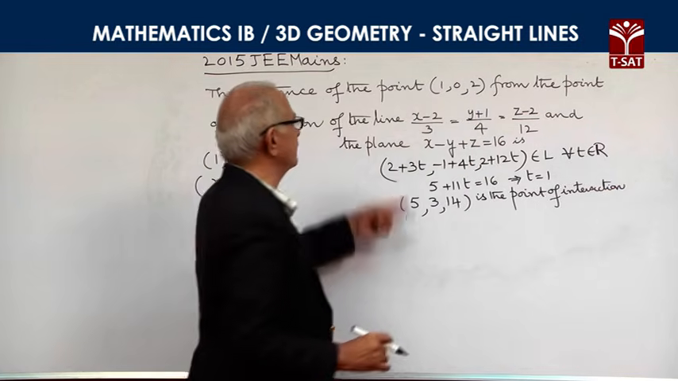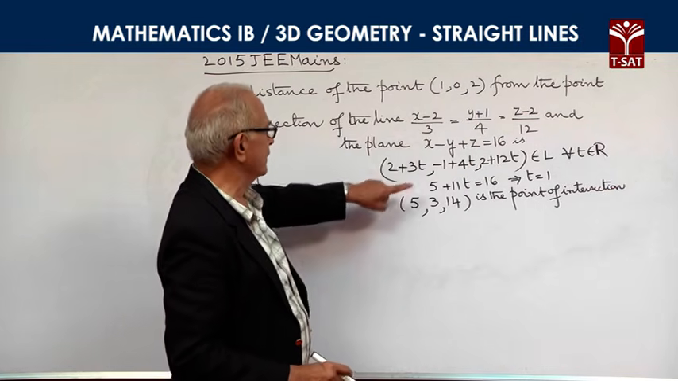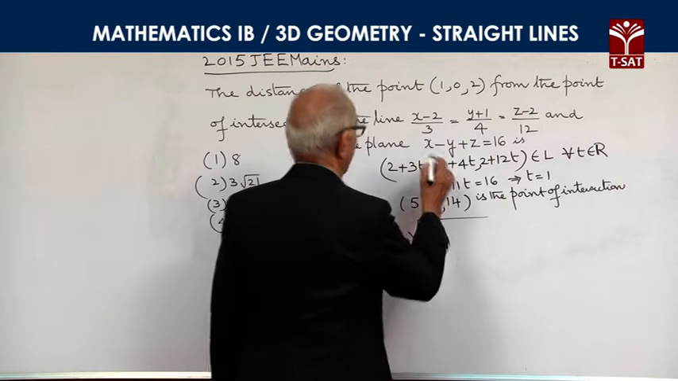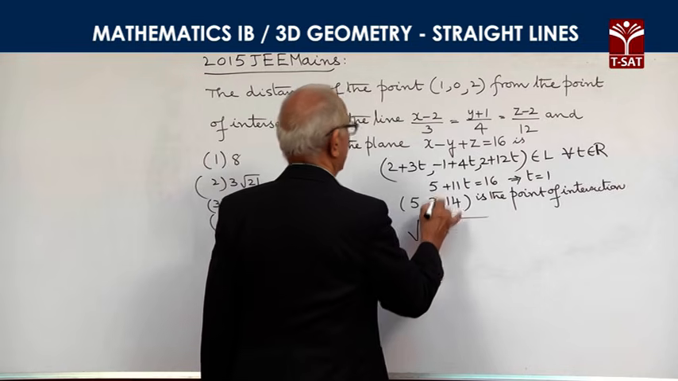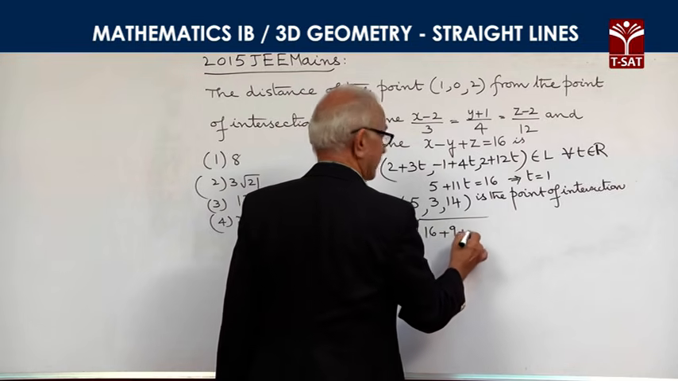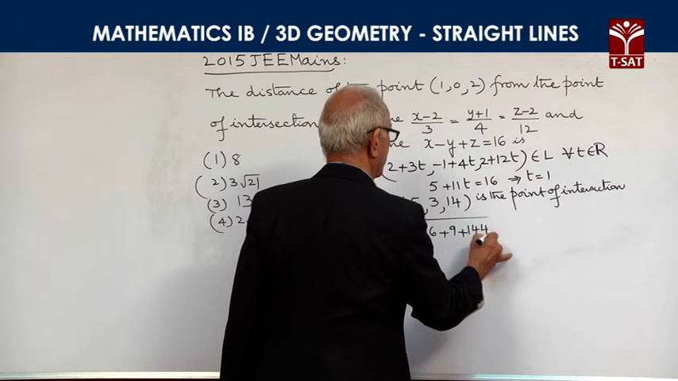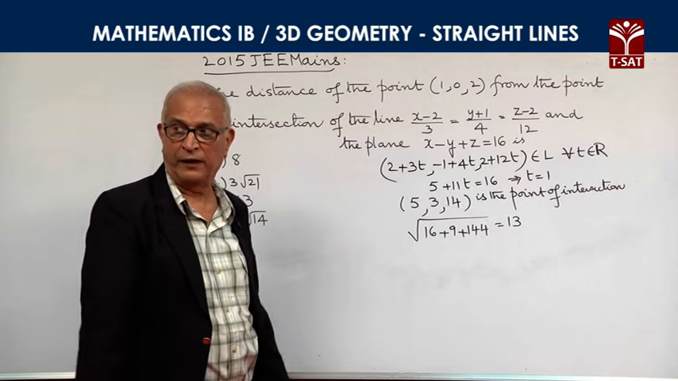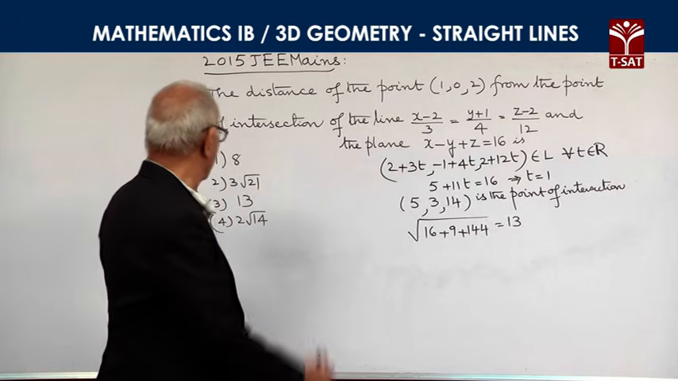What is the distance of this from (1, 0, 2)? So distance of this point from (1, 0, 2) is root of (5 minus 1) whole square 16, (3 minus 0) whole square 9, (14 minus 2) whole square 12 square 144, which is equal to 13 because this is 169. Therefore, the final answer is 13, which is given as option 3.